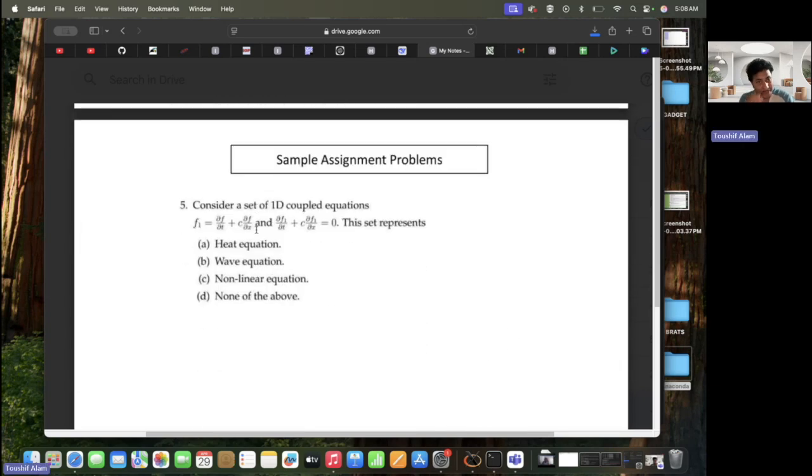So next, question number 5. Consider a set of decoupled equations. Coupled equation means if one has both x and t, and this is also.